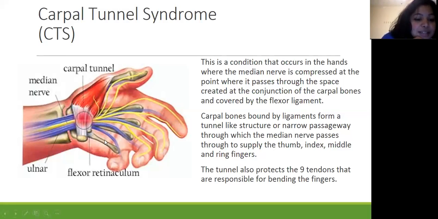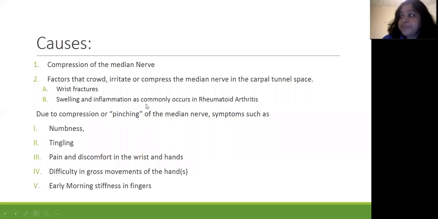It doesn't exactly supply the pinky finger or the little finger. Okay, so typically in this carpal tunnel syndrome, they'll feel it in this, but it doesn't really affect the pinky finger. The tunnel also has the 9 tendons. So it's not just a nervous issue, but it also has to do with the actual movement itself of those fingers. Okay, so these are all the structures that are involved in this particular disorder.